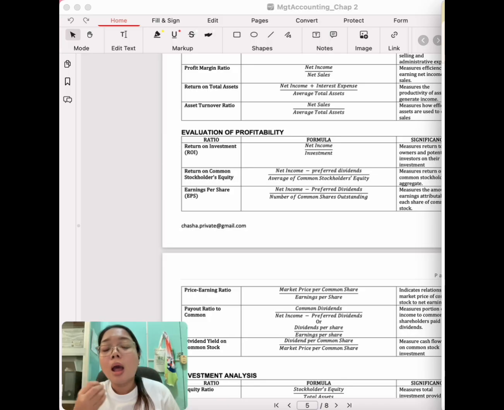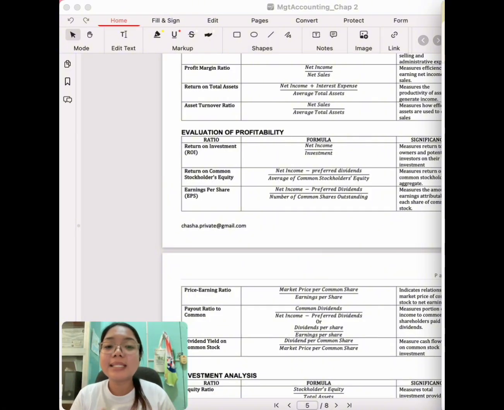So, one formula there is common dividends divided by the difference of net income minus preferred dividends. Another equivalent approach presented in our module is dividends per share divided by our earnings per share. So, if a company has a 40% payout ratio, approximately 40% of the income available to common shareholders is distributed as dividends. So, the remaining amount can be retained by the company.